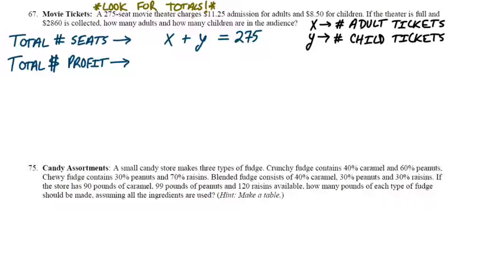Well, we know for every adult ticket, for every 1x that's sold, they earn $11.25. So why don't I say $11.25 for every adult that was in the theater, and then $8.50 for every y, right? For every kid ticket that was sold. And if we add up the ticket costs for all the adults and all the children, that should get us to our total amount, which is $2,860.